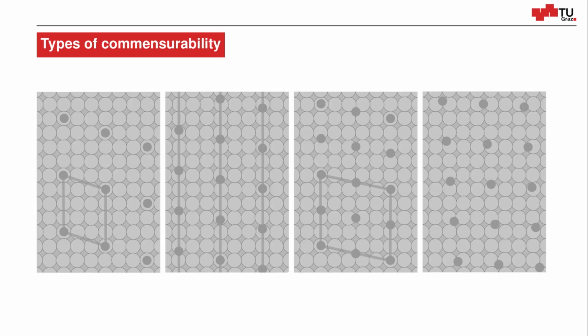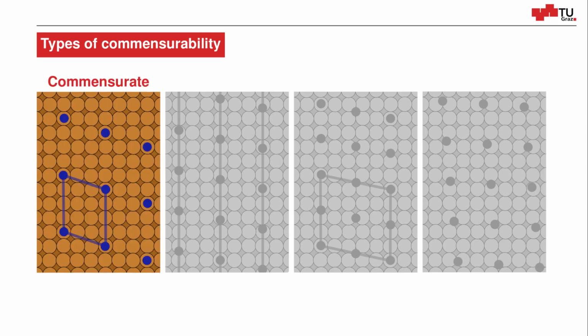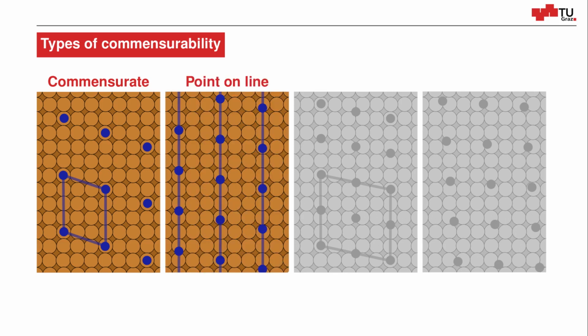Before we do that, let me quickly talk about the different molecular arrangements I'm talking about. For instance, the molecules may arrange into a commensurate structure where the unit cell of the molecule layer is a supercell of the substrate. The next type of structure would be a point-on-line structure where the molecules sit on lines. The lines neatly fit onto the substrate, but within the lines the molecules don't follow the periodicity of the substrate.